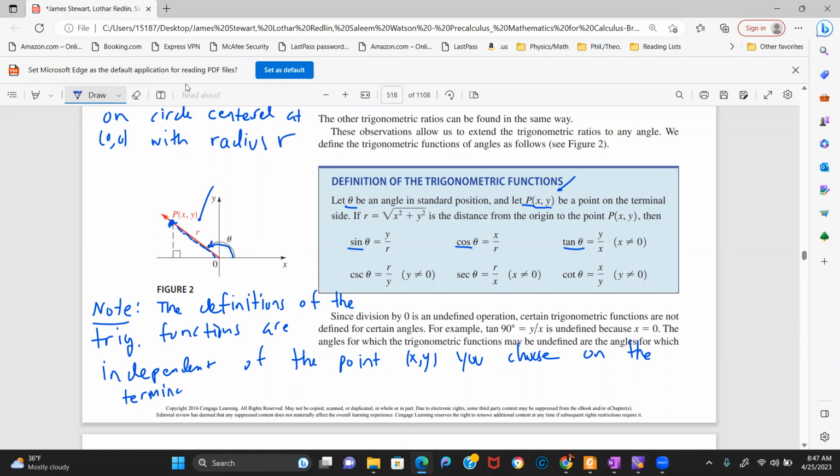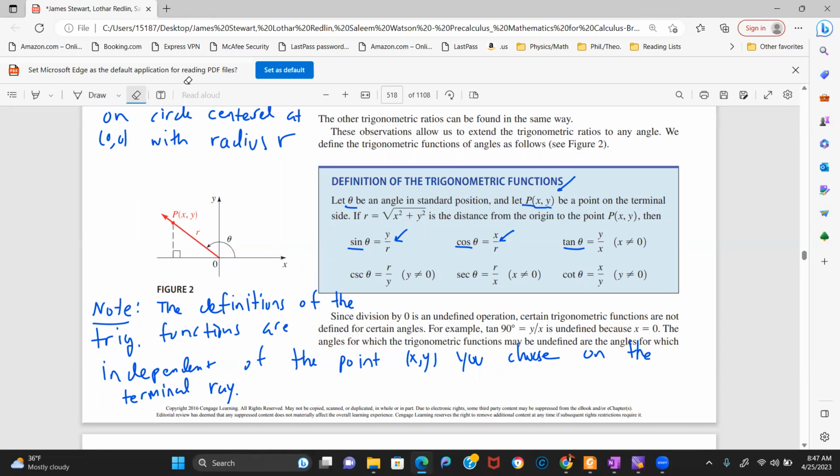So you have an initial ray, you have the terminal ray. The initial ray is the x-axis, you rotate it theta units, and then you get this ray right here, the terminal ray. And you take any point along that ray and then take the ratio of the x coordinate with r, or take the ratio of the y coordinate with r. It doesn't matter, you're going to get the same answer. The ratio is going to be the same.